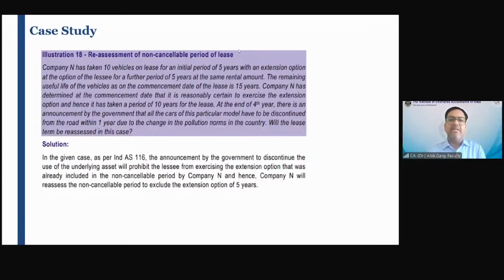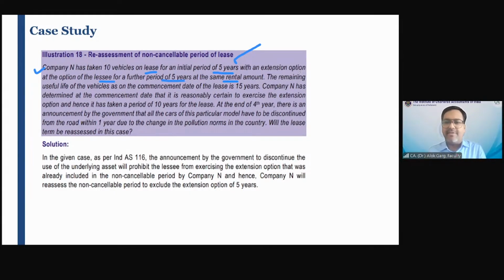For example, let's discuss this question. Company N has taken 10 vehicles on lease for an initial period of 5 years with an extension option at the option of the lessee for a further period of 5 years at the same rental amount. Means 5 years is the initial period, primary period, and another 5 years is the renewal period. And the rental is same.